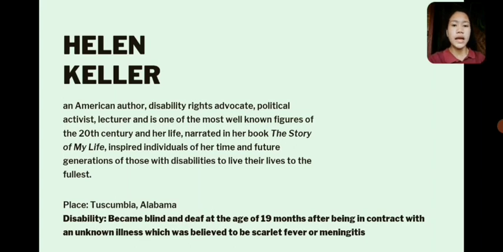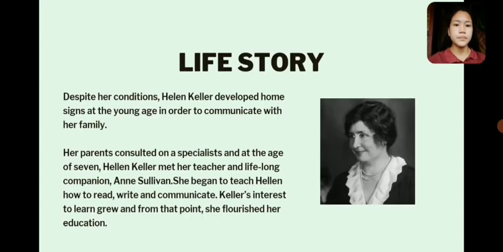So how did Helen Keller become blind? She became blind and at the same time deaf at the age of 19 months after being in contact with an unknown illness which was believed by doctors nowadays to be scarlet fever or meningitis. However, Helen Keller developed home signs at a young age in order to communicate with her family despite her conditions.